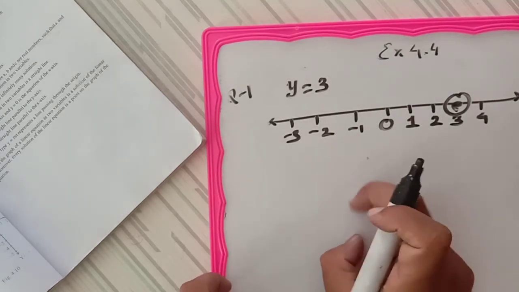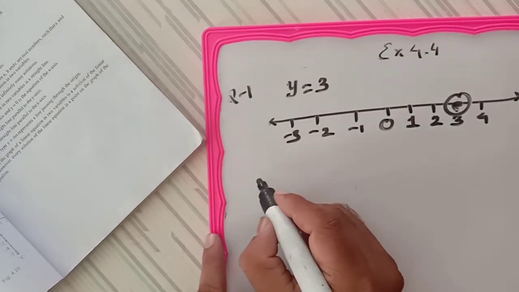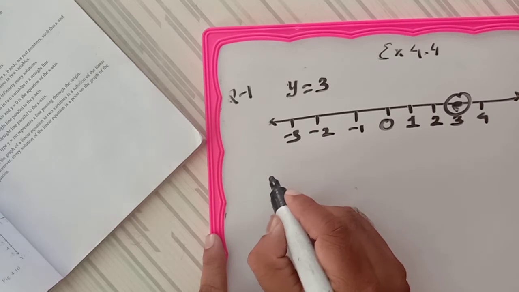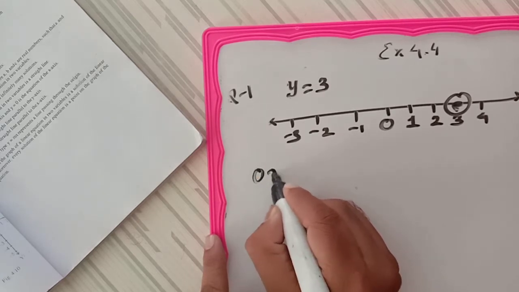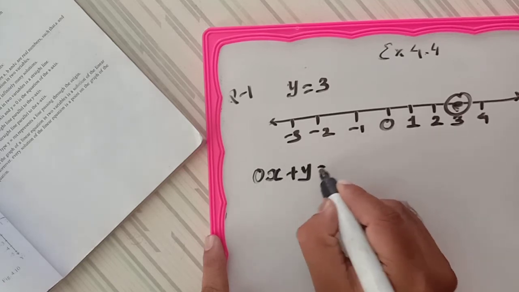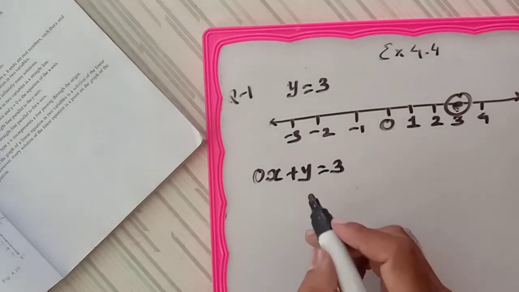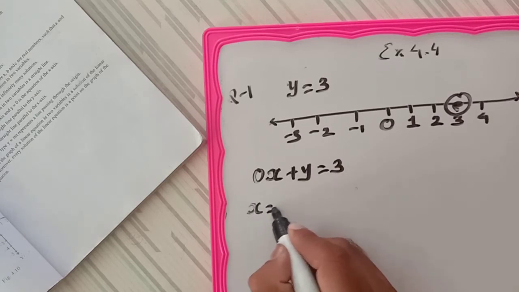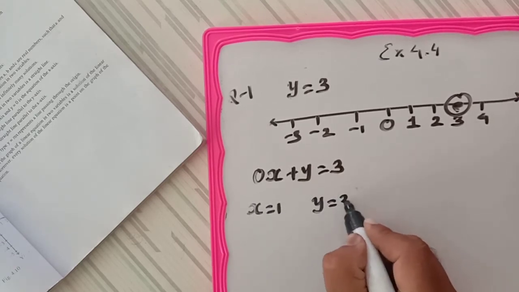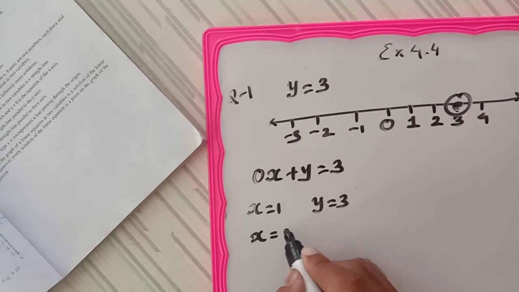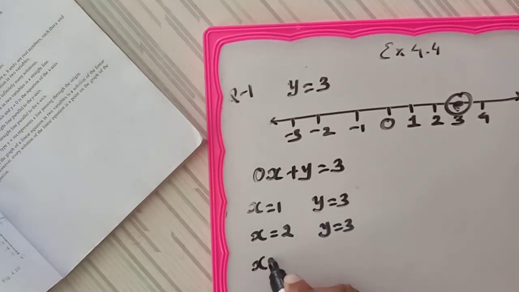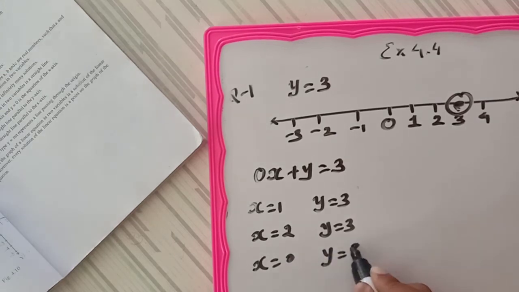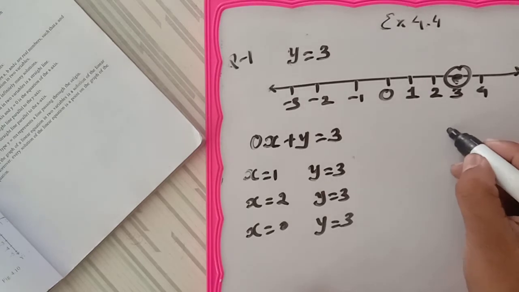Now we want to represent it on the graph paper, meaning in two variables, and the two-variable equation we write is 0x plus y equals 3. The x coefficient is 0, so whatever value of x we take, y equals 3 only. So x equals 1, y equals 3; x equals 2, y equals 3; x equals 0, y equals 3. Now for these values we plot the graph.